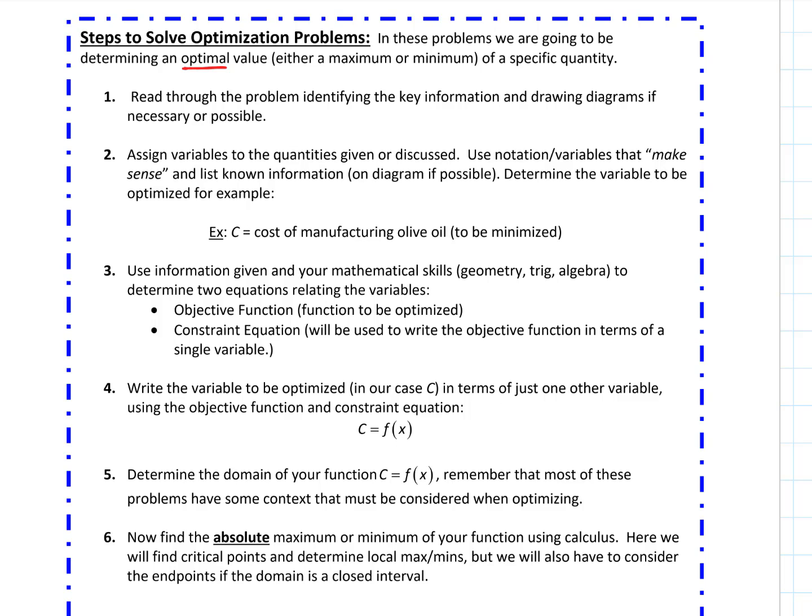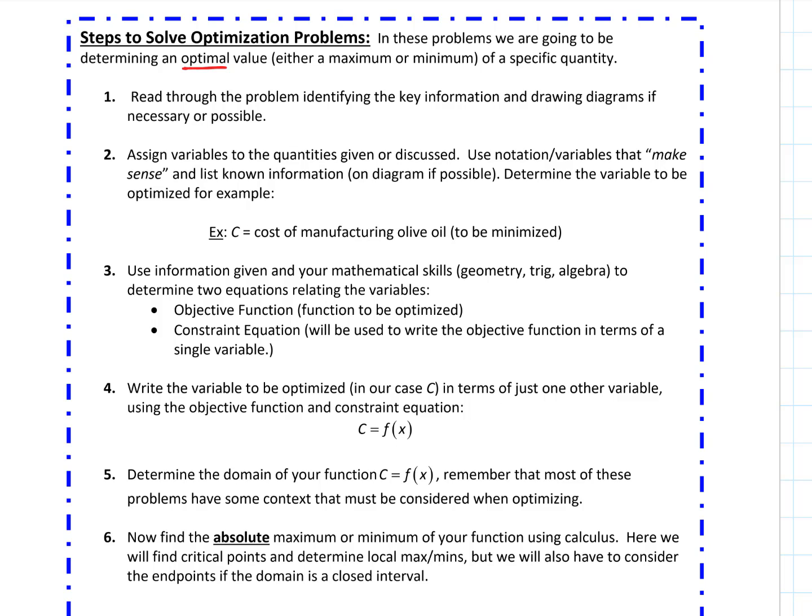Sometimes we want to minimize the amount of material used to produce something or to make something. Sometimes we want to maximize, say, the profit in a business. So maximizing and minimizing, those are finding an optimal value for a function.